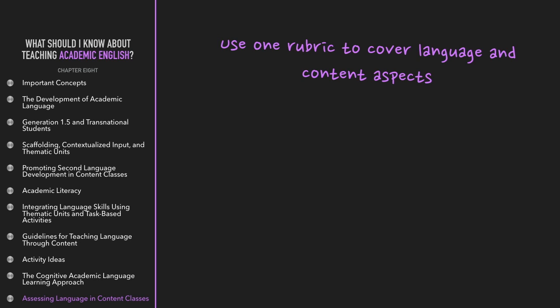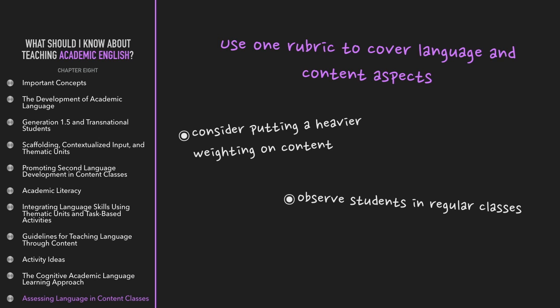Content is going to be a major factor in CBLT, of course. So if you like, you can put a heavier weighting on that component. Lastly, it should be said that observing students on a daily basis is also important. This will allow you to give feedback on strategies and attitudes which are difficult to measure in a rubric.